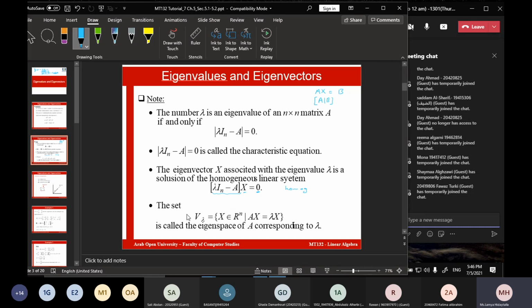We said that for each lambda, I can get a vector. So either infinitely many solutions or a unique solution. The set of all solutions, in the case of infinitely many solutions, what do we call it? We call it the eigenspace. We give it the name phi of lambda. That is all the vectors corresponding to lambda. This is the set of vectors in Rn such that Ax equals lambda x. So all this corresponds to a certain number lambda.